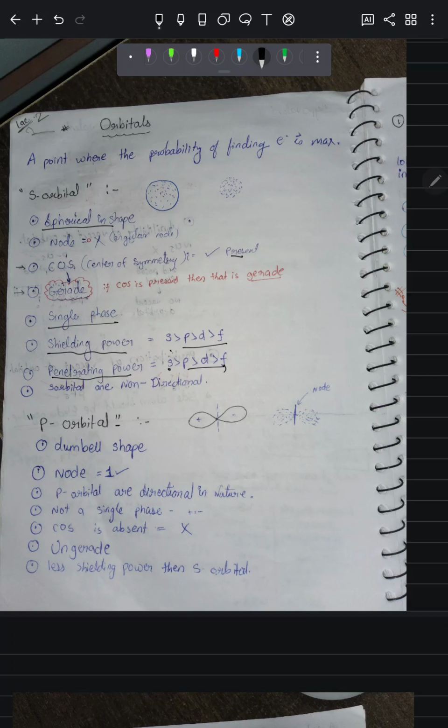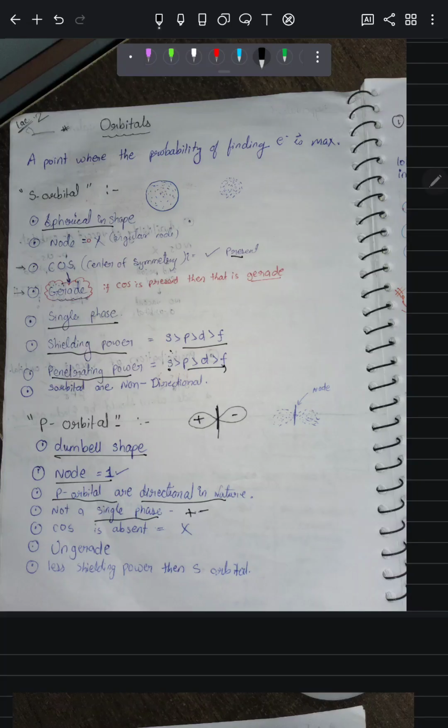And let's talk about the p orbital next. It is a dumbbell shaped orbital. It has one node. This is a node. And p orbitals are directional in nature, meaning positive charge is here, negative charge is here. So these are directional in nature. Both positive and negative phases are present, so it is not a single phase, just like the s orbital.